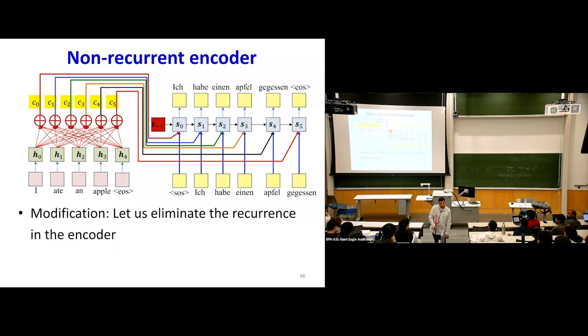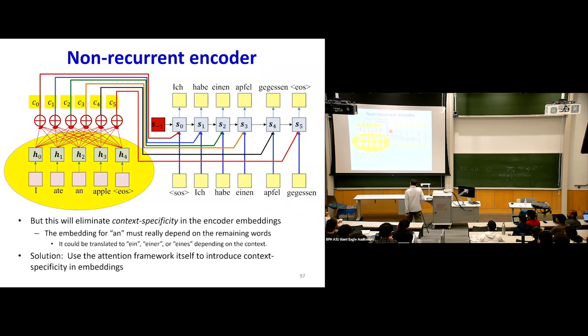In the translation process, this is going to be a problem. Nonetheless, it makes sense that maybe recurrence is not really all of it, right? So this eliminates context specificity in the encoder embeddings. And the embedding for a word, for instance "read," must capture: is it present tense? Is it past tense? Is it noun? Is it verb, right? So this must depend on the remaining words. And so how do we introduce context specificity? I'm going to use the attention framework itself to generate context specificity.